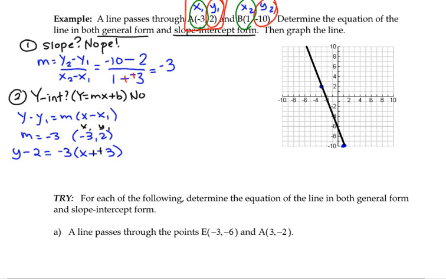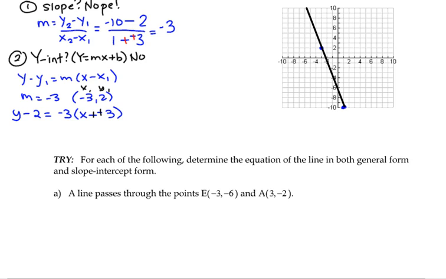Okay, so what's the next step in making y equals mx plus b? Brackets. So we have y minus 2 equals negative 3 times x, negative 3x, and negative 3 times positive 3 is minus 9. Last step, add 2. What is negative 9 plus 2? Negative 7. So it actually did go through negative 7.